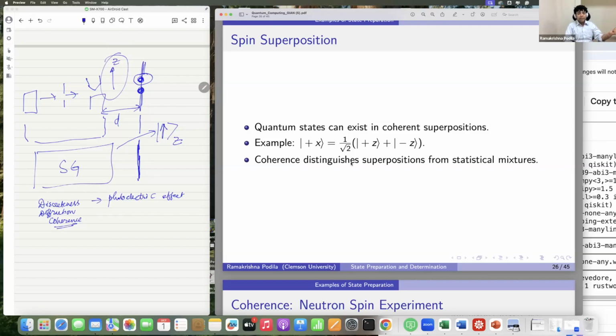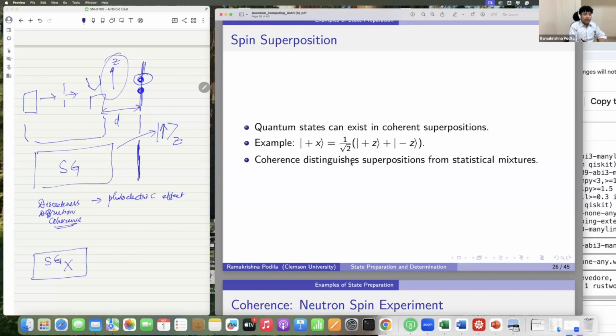So let us say that I use this Stern-Gerlach to prepare a state along the x direction. That is, I make my magnetic field along the x direction. So I have this Stern-Gerlach apparatus where the magnetic field gradient is applied along the x direction. Whichever direction you apply the magnetic field gradient in, you get the splitting along those two directions. So if I apply the magnetic field gradient along the z direction, I get splitting, spin up and spin down, along the z direction. If I apply it along the x direction, then I get the splitting along the x direction.